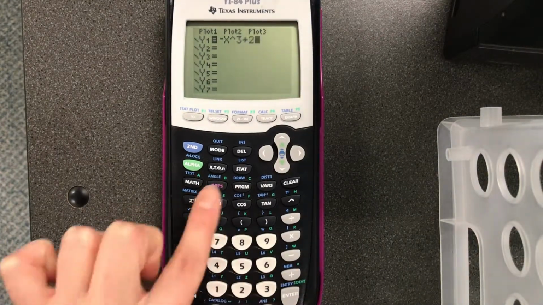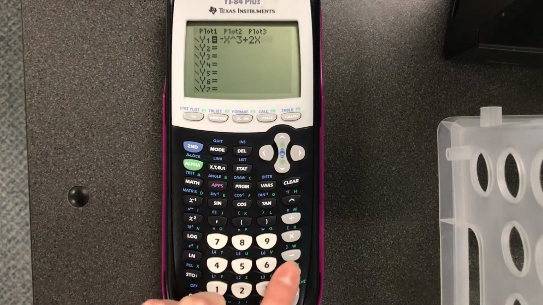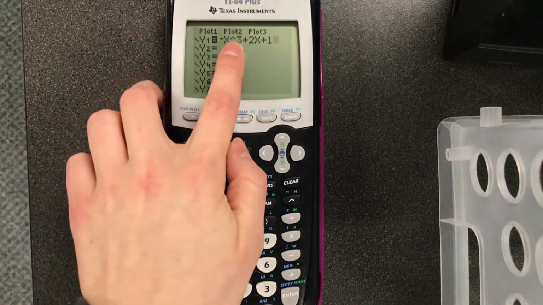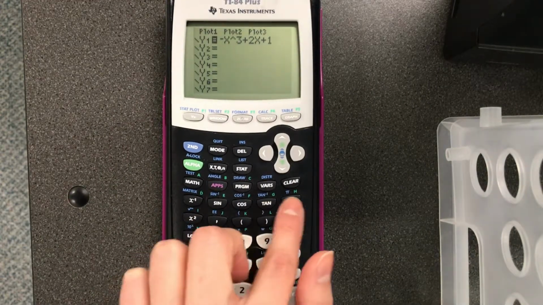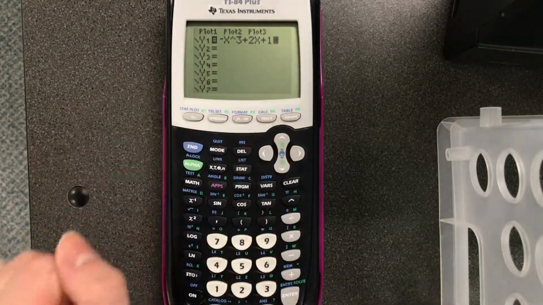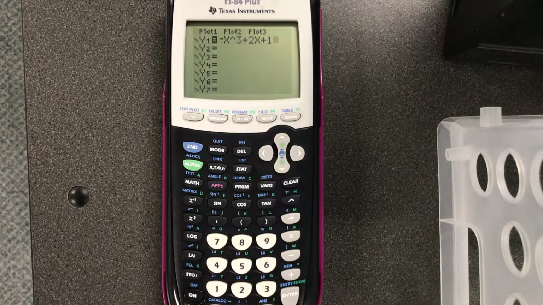plus 2x plus 1. So remember, whenever we need to get an exponent, we can just use that little caret button. That's 2 up and 1 to the right of 9. So negative x cubed plus 2x plus 1.